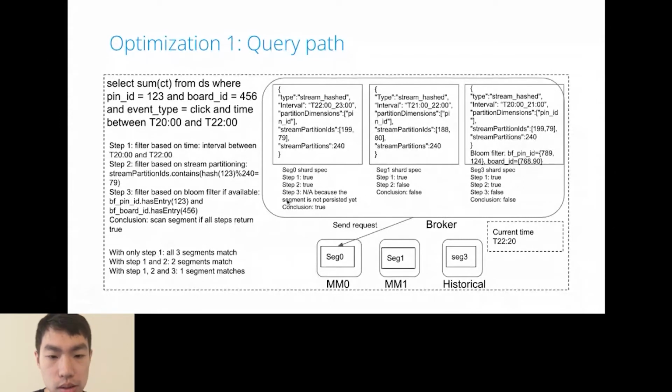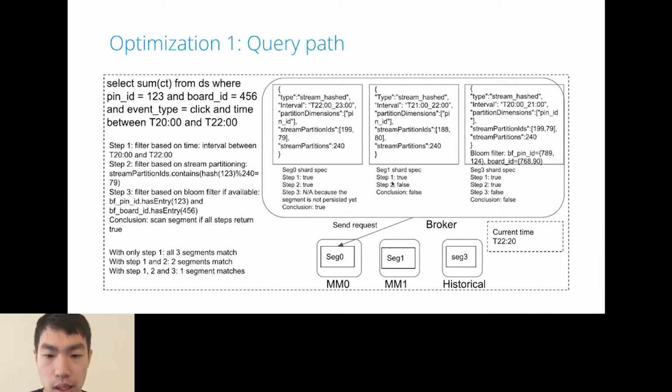So let's look at the first segment. Step 1 is true, the time range matches. Step 2, we are looking for a segment that has string partition ID 79, and this matches. So step 2 is true. Step 3, there's no Bloom filter available, so we treat that as true. So the conclusion is true, and we will scan this segment.